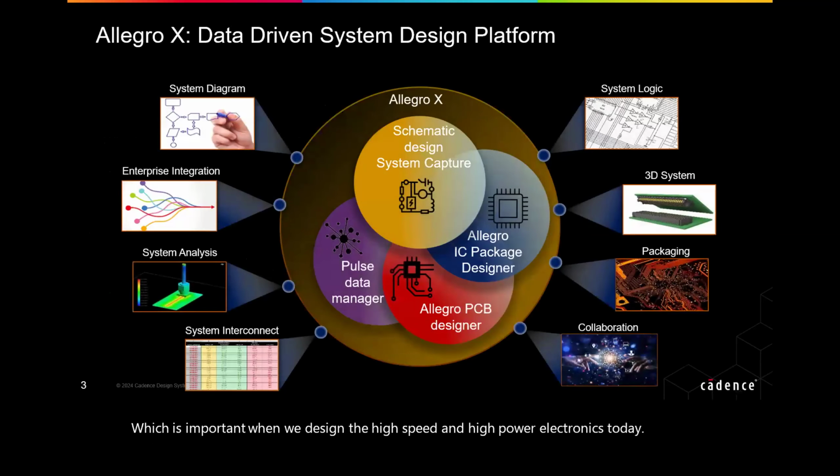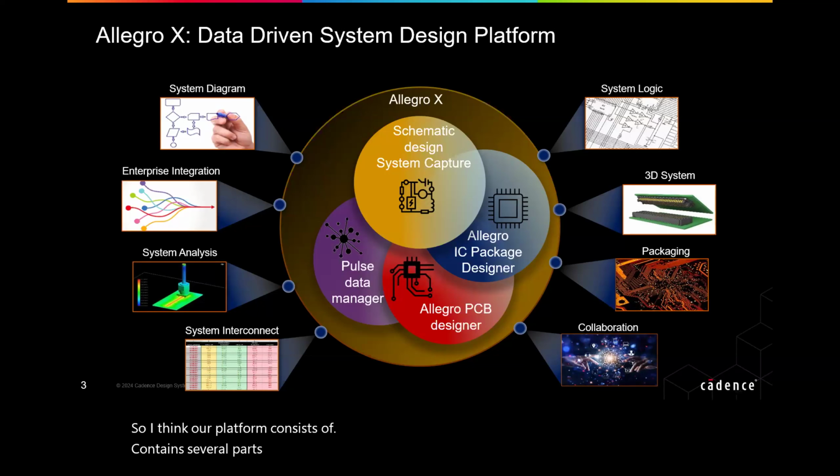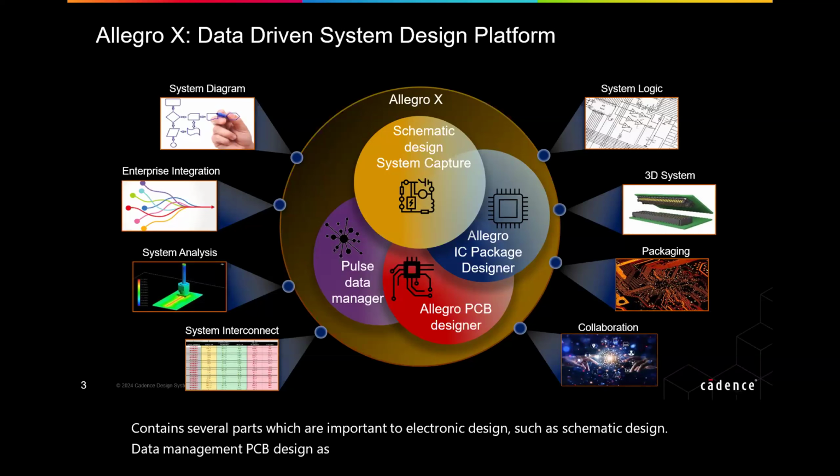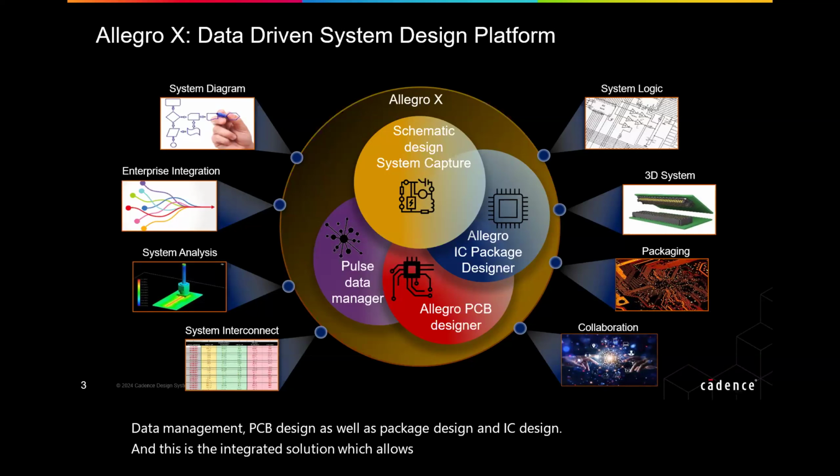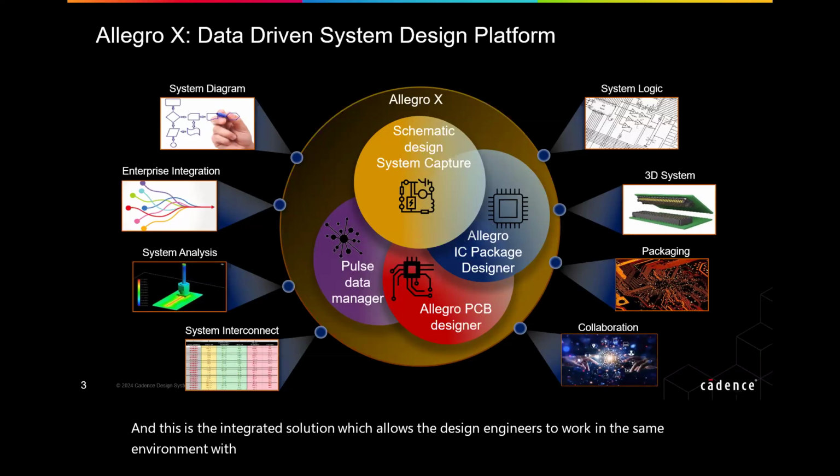So the Allegro platform contains several parts which are important to electronic design, such as schematic design, data management, PCB design, as well as package design and IC design. And this is the integrated solution which allows the design engineers to work in the same environment with really effective tools to create their modern designs.